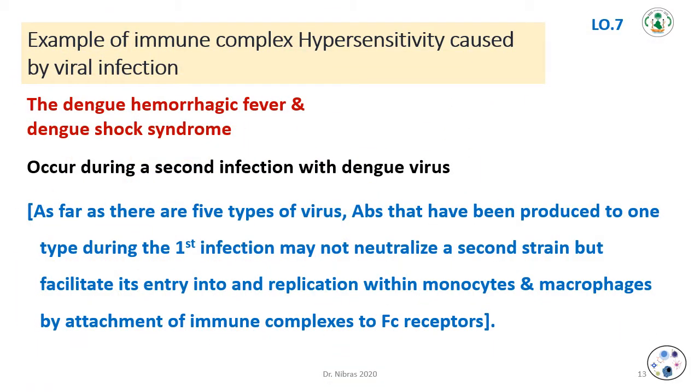An example of immune complex hypersensitivity caused by viral infection is dengue hemorrhagic fever. Dengue shock syndrome occurred during a second infection with dengue virus. As there are 5 types of virus, antibodies produced against one type during the first infection may not neutralize the second strain, but facilitate its entry into and replication within monocyte macrophages by attachment of the immune complex to Fc receptors.